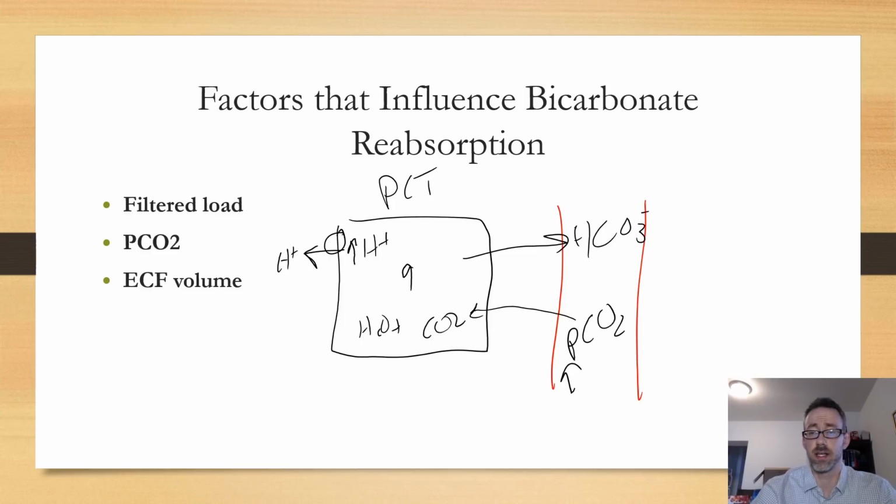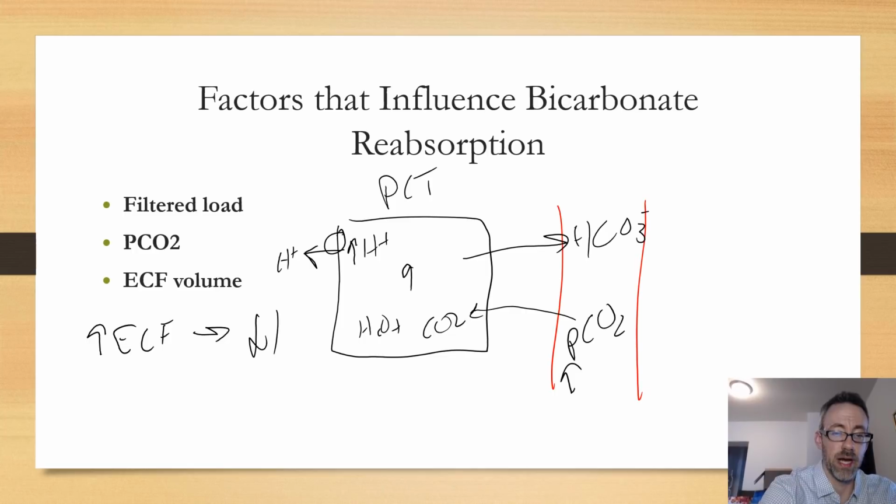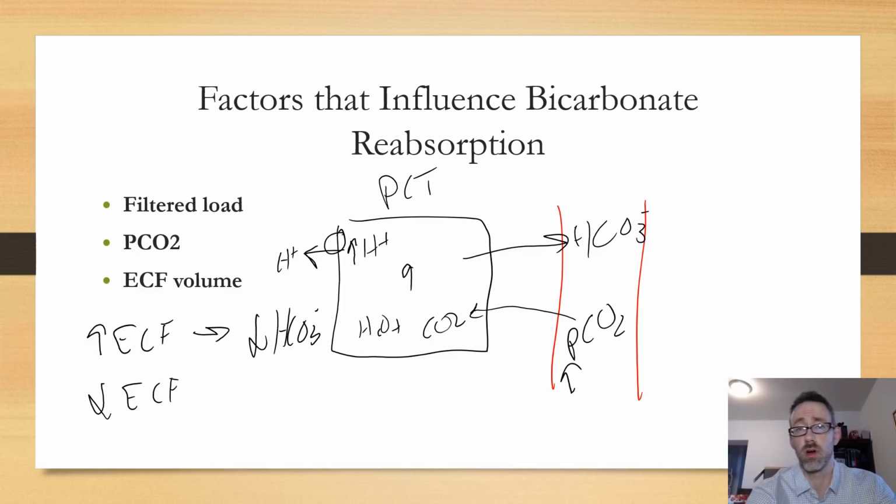And then finally, ECF volume. An increase in ECF volume decreases bicarb reabsorption. And a decrease in the ECF volume, something we also call volume contraction or dehydration, will increase bicarb reabsorption. So you can get something we call contraction alkalosis. If you're dehydrated due to that low ECF volume, you can actually increase your reabsorption of bicarb.